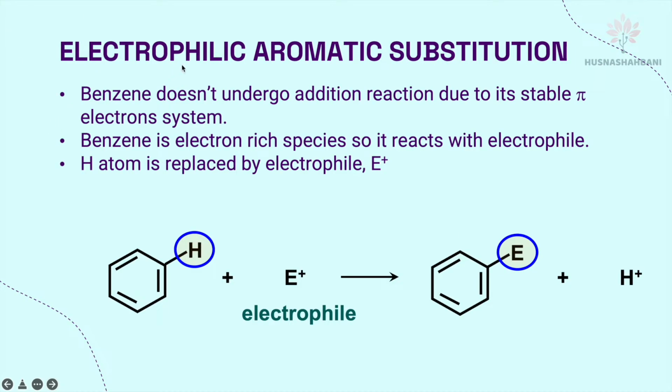Electrophilic aromatic substitution, a type of reaction for aromatic ring. Benzene does not undergo addition reaction. Instead, it undergoes the substitution due to its stable pi electron system. Benzene is an electron-rich species, so it reacts with electrophile. Hydrogen atom is replaced by electrophile, any electrophile. It will replace this hydrogen atom and the product will be substituted benzene and H+.